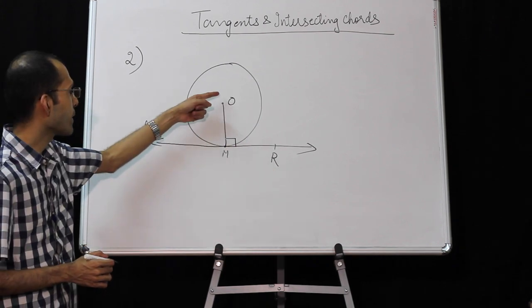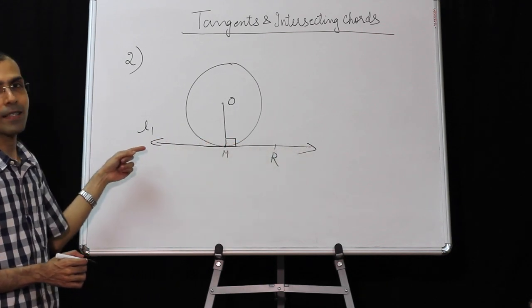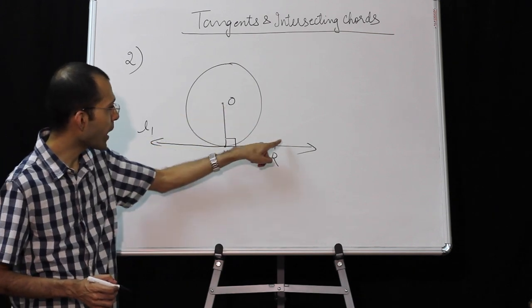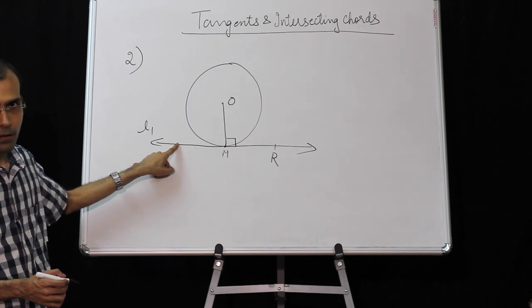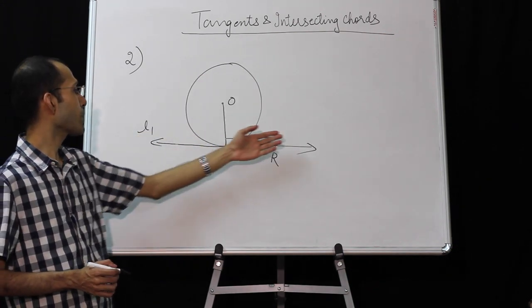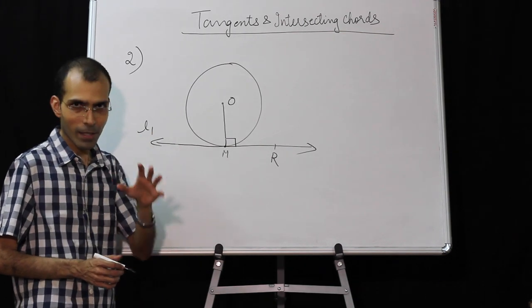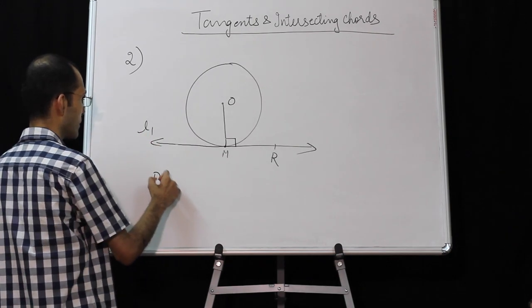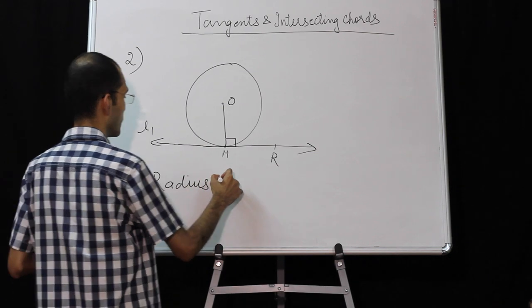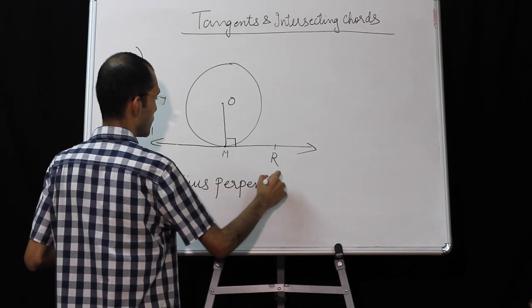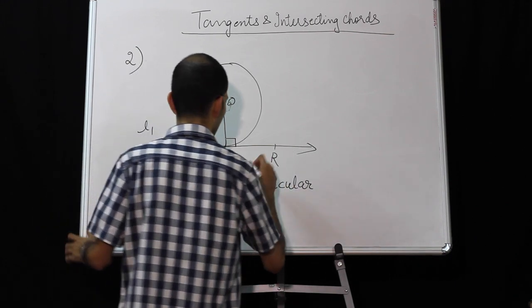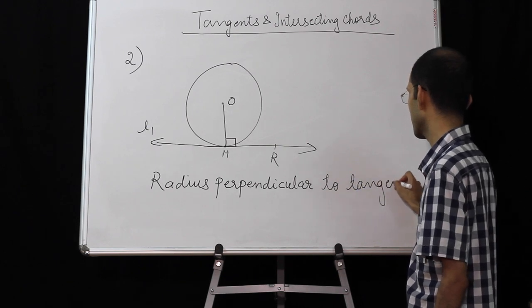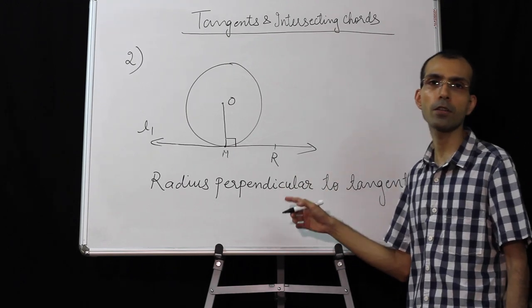This concept is called: radius is always perpendicular to the tangent at the point of contact, not anywhere. If I join O to R or to some other point here, then the angle will not be 90. So radius is perpendicular to tangent at the point of contact. But while writing the reason in the exam, it is sufficient if you write radius perpendicular to tangent.